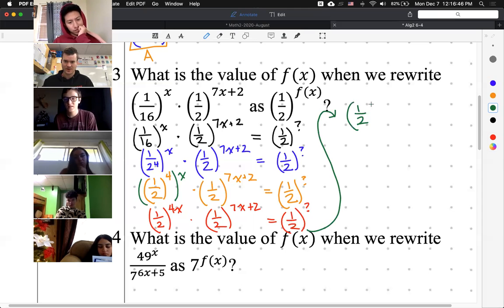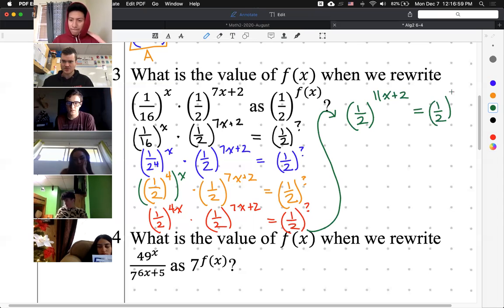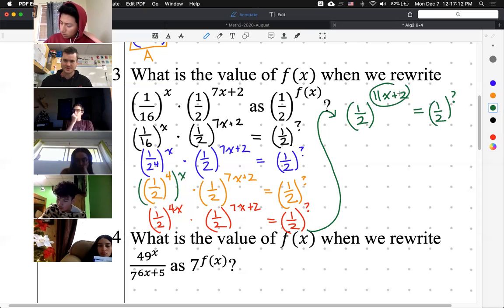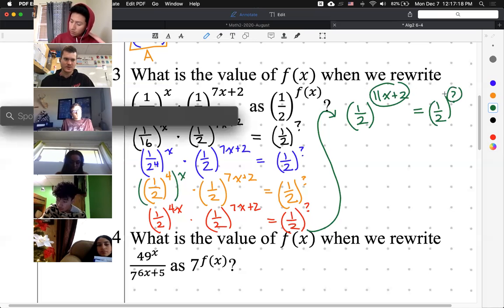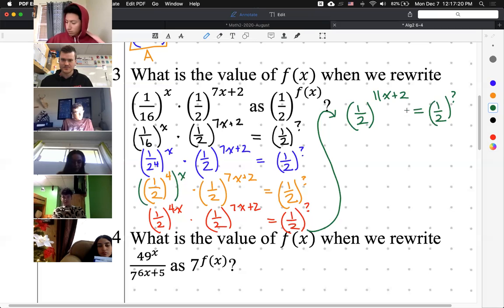You do indeed. So I'll have 1/2 to what power then? It would be 11x plus 2, and that's equal to 1/2 to the power of question mark. And we're basically done. Because what is question mark? Well, if question mark is 11x plus 2, then these two expressions are equal. The only thing that question mark can be in order for these two sides of the equation to be equal is 11x plus 2.